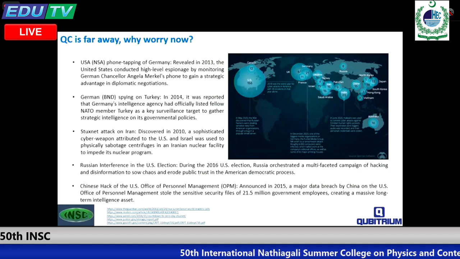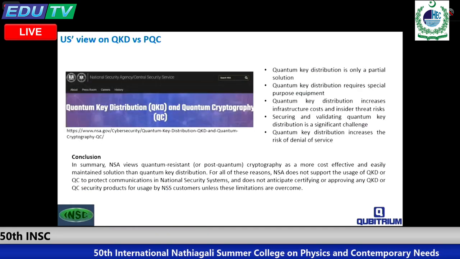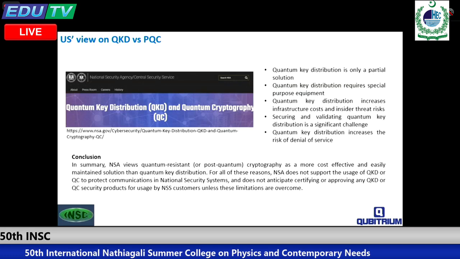So therefore, I think the question is answered. Cybersecurity is too expensive if you don't pay right now. So we need to start taking precautions. Okay, so I'd like to talk about the US view on QKD and PQC. The reason I mention NIST, the National Institute of Standards and Technology, for PQC is that they made a surprising announcement a couple of years back. You can read on this site that quantum key distribution is only a partial solution. These statements are from this report. You can find it on this link.